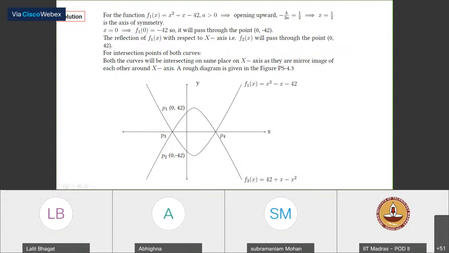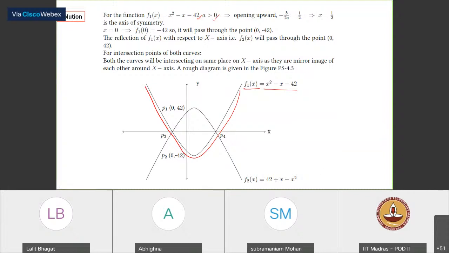So f1(x) is equal to x square minus x minus 42. Then in that case, a is greater than 0, right? So that is the parabola which we have opening upward. So this is the f1, f1 is equal to x square minus x minus 42. So this is the f1 parabola. Fine.